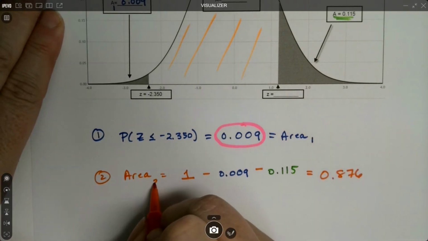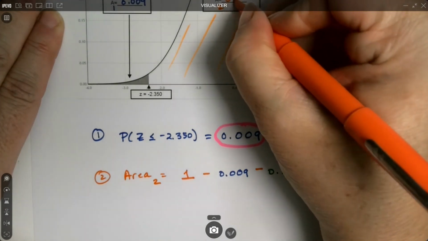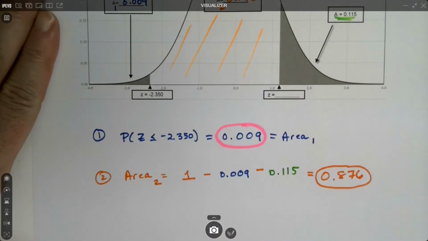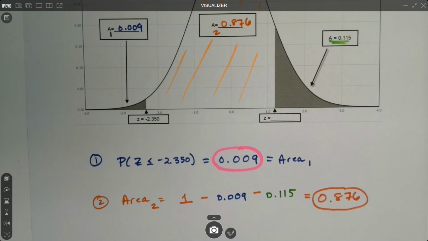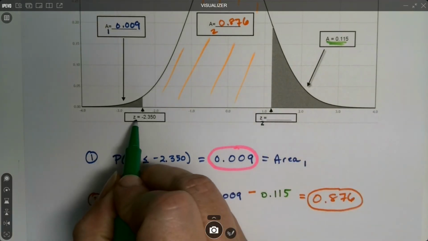So that's area 2. Let me just number these. So area 2 is 0.876. All right, so now all I need to do is find the z-score over on the right. Z number 2, if you will, because z number 1's over here.